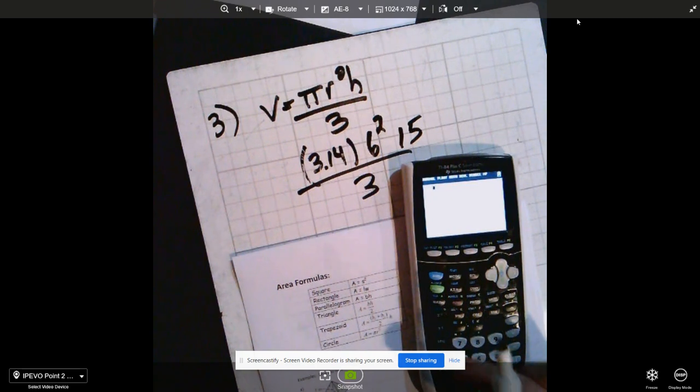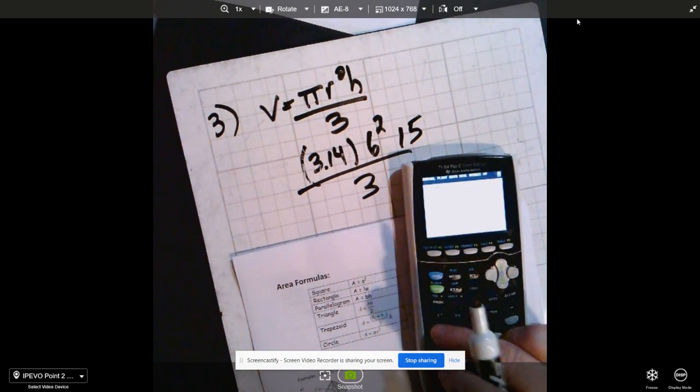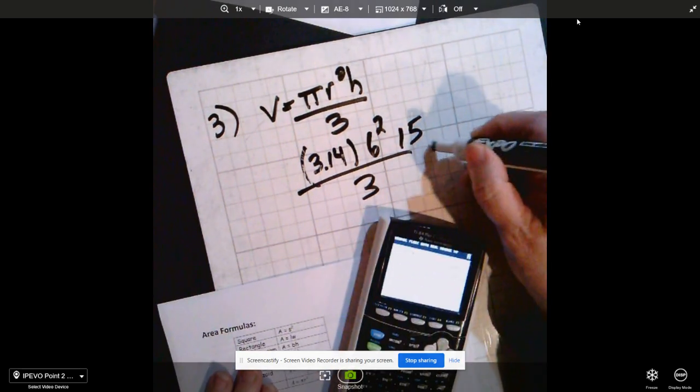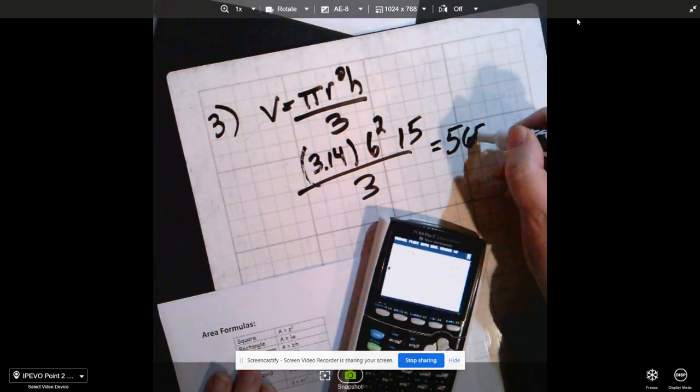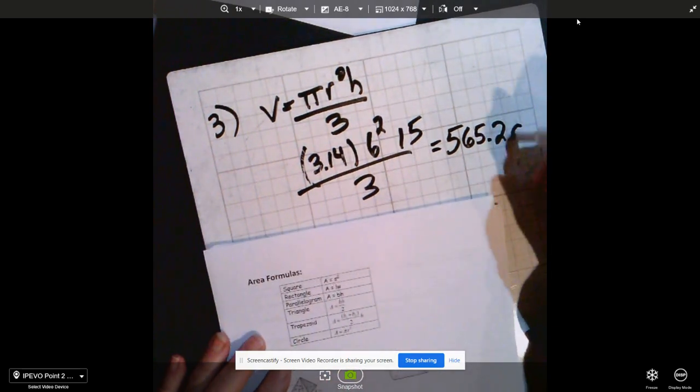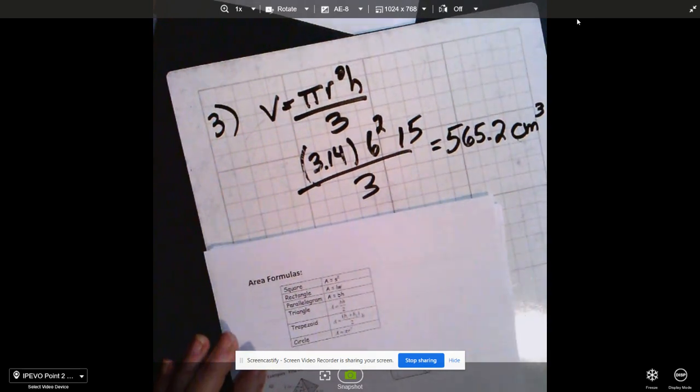So 3.14 times 6 squared times 15. And I'm going to divide that by 3. And I will get 565.2. Again, the units are centimeters, so that'll be centimeters cubed.